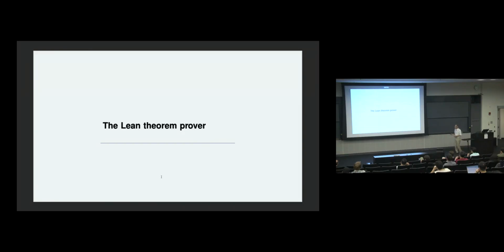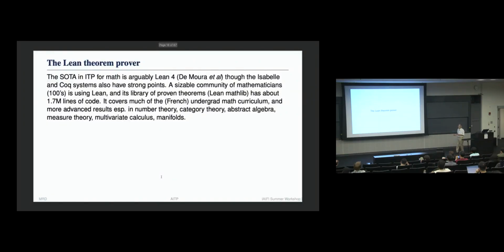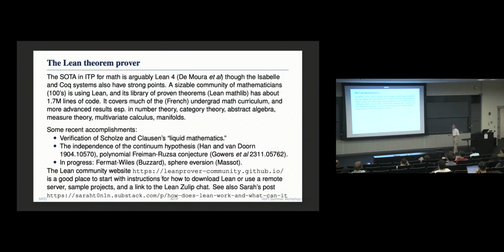So the current state of the art, a lot of this was invented in this theorem prover called Coq over the years, but the current state of the art is something called Lean, in fact version 4. You can readily find things online about this. They have a very nice community website. They have a Zulip chat.